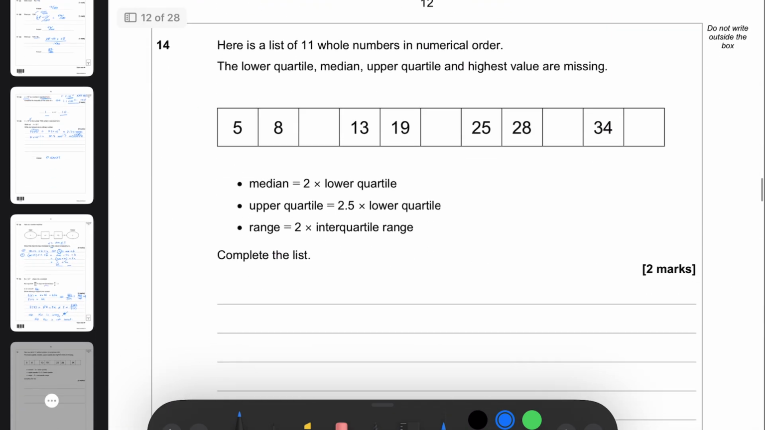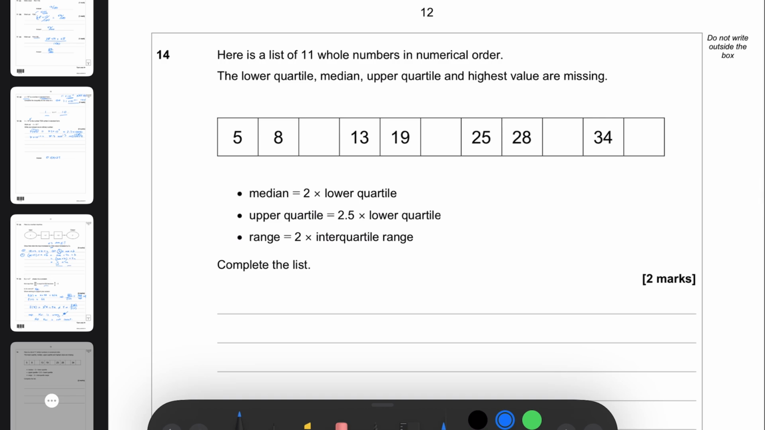Here is a list of 11 whole numbers in numerical order. The lower quartile, median, upper quartile, and highest value are missing. And they give you a bunch of information about the quartiles. So, how am I going to do this?